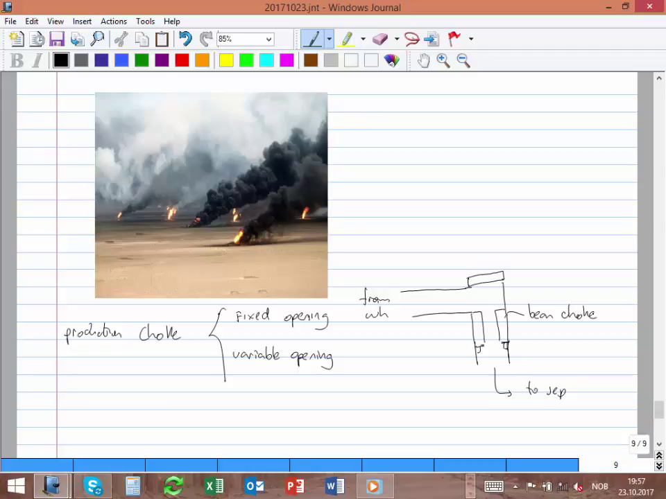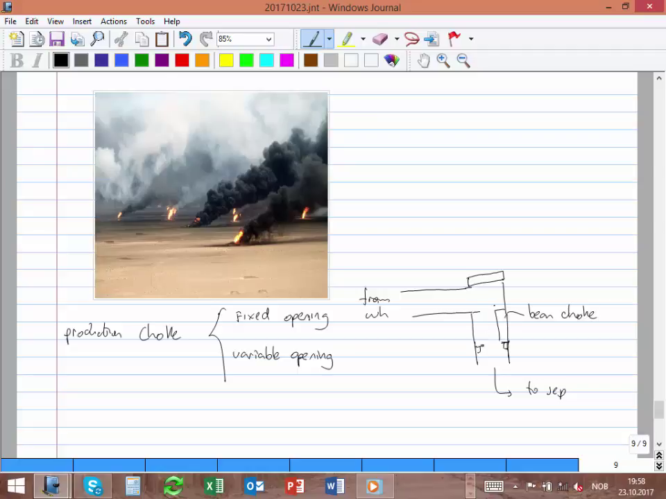Okay. And the problem, as you see, I just put it there. It has a certain pressure drop. And what happens with time, as I told you, is that the pressure of the reservoir goes down. So when the pressure goes down, I have to put a bigger choke, a choke that has a bigger area.